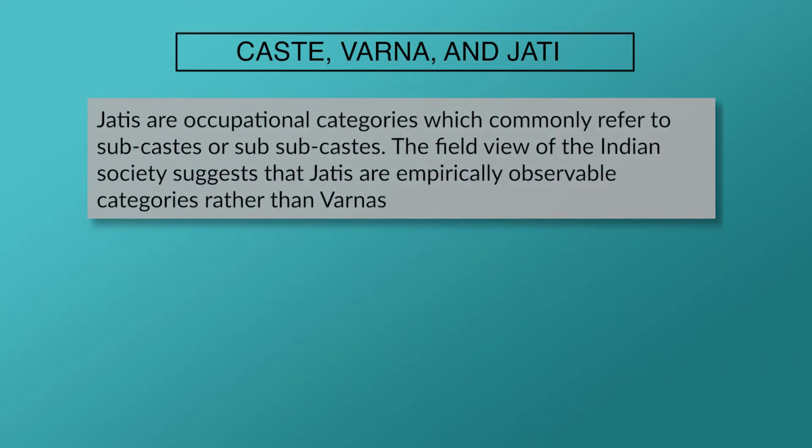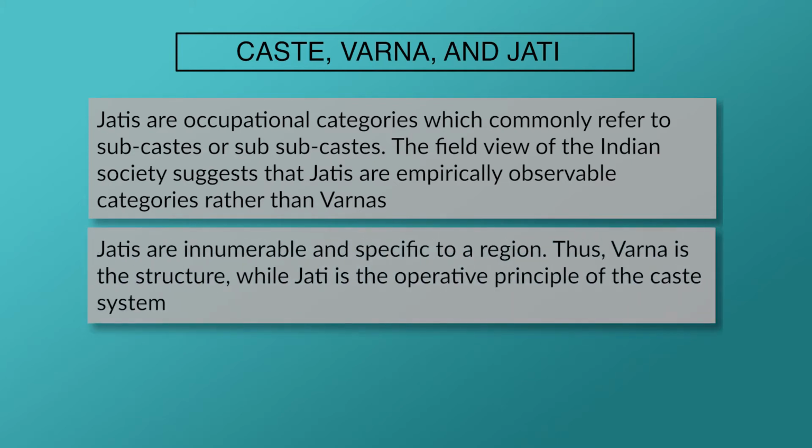Now, Jatis occupy a different domain, namely we get a sense of the Jatis when we undertake a field view of caste. Jatis are basically occupational categories which refer to subcastes or sub-subcastes, and these are categories which are empirically observable. Unlike the Varna category, the Jatis are empirically observable. They are specific to a region, they are generally numerous, and Jati is the operative dimension of caste.